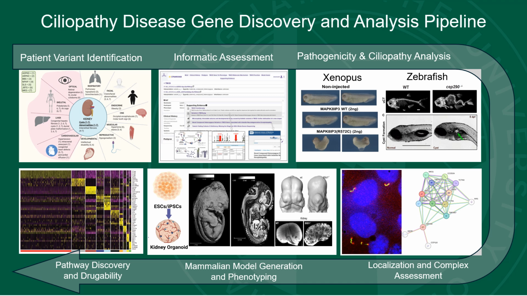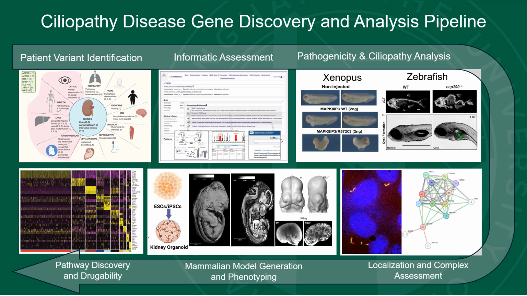MAPK8IP3, where we express the wild type versus the R527C variant. You can see a dramatic impact of the variant on development of the Xenopus embryo, suggesting that this is indeed a pathogenic variant in that gene. We test whether the gene is associated with cilia by knocking it out in zebrafish through CRISPR-Cas9 engineering. This is an example for CEP290, where you see severe scoliosis as well as development of cysts in the kidney. These are very indicative of a cilia-related gene.